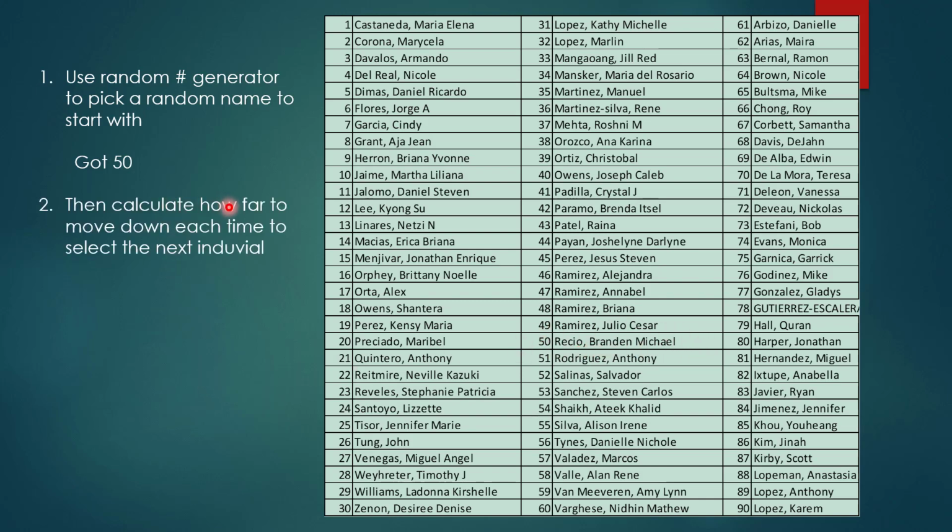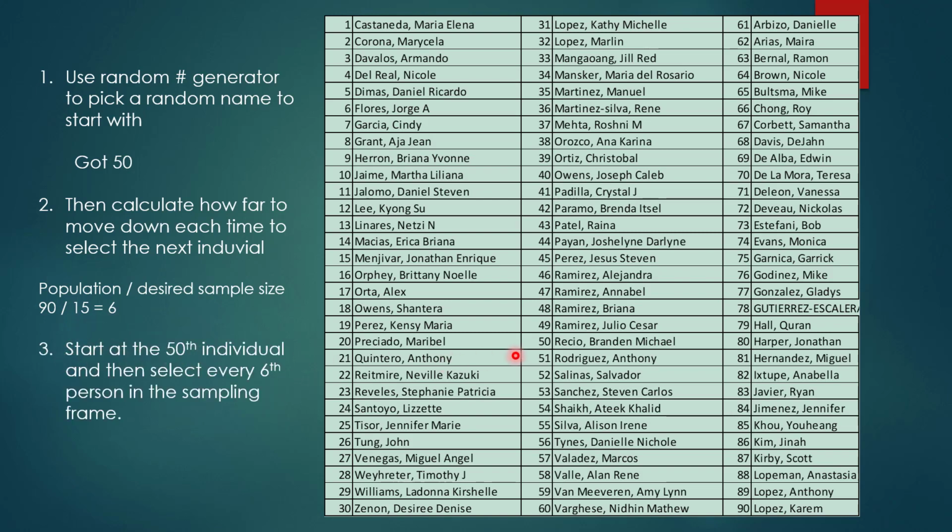Then I need to know how far I need to move down each time to select the next individual. So I take my population, which is 90, and my desired sample size, which is 15. I divide the population size by my desired sample size, and I get 6. So that means I'm going to take every 6th individual. So I start at the 50th individual, and then I go down 1, 2, 3, 4, 5, 6, and I take this individual into my sample. Then I go down another 1, 2, 3, 4, 5, 6. I select that individual, and so on and so forth until I get 15 individuals.